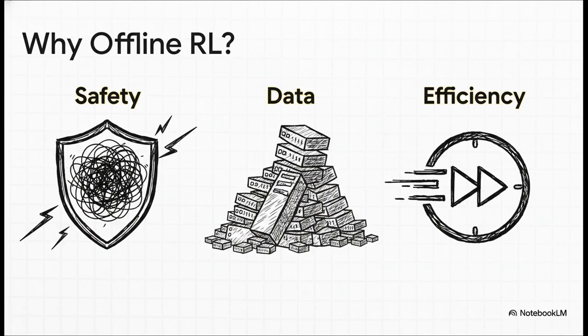Just think about all those driving logs, medical records, or even data from old robot experiments. It would be a huge waste not to use it. And finally, it's just plain efficient. Collecting new data in the real world, especially with physical robots, is incredibly slow and super expensive. Offline RL lets us reuse the data we have over and over again.